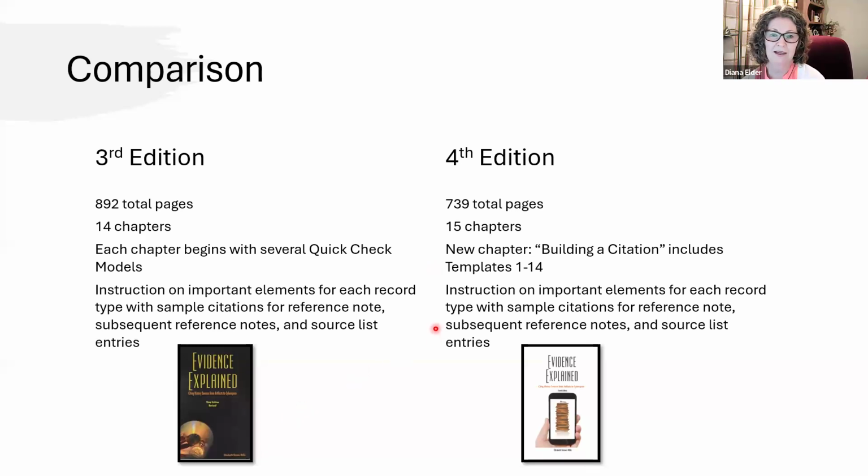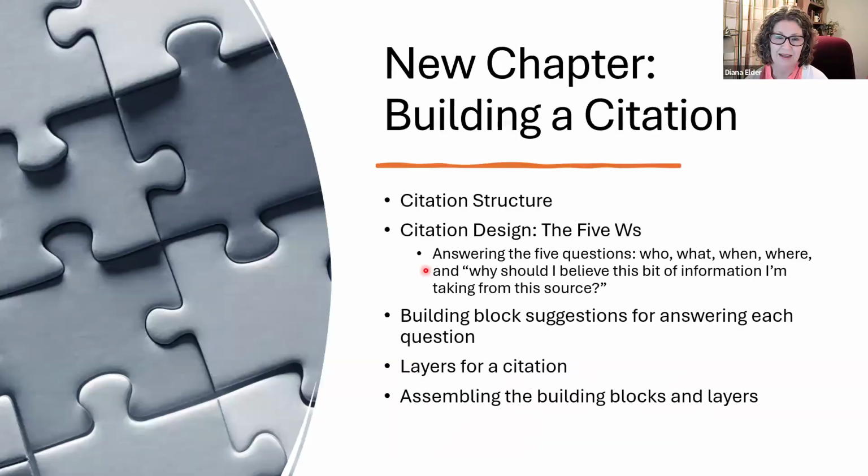And we get the exact same stuff here. We get instruction on important elements for each record type with sample citations for reference note, subsequent reference notes, and source list entries. So we get this same information, but the difference really comes with these templates 1 through 14. So, this new chapter is titled Building a Citation, and it goes over, first of all, citation structure and then citation design.